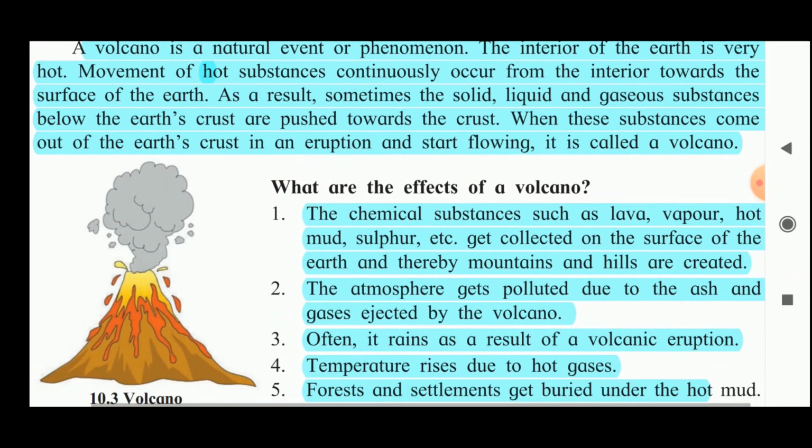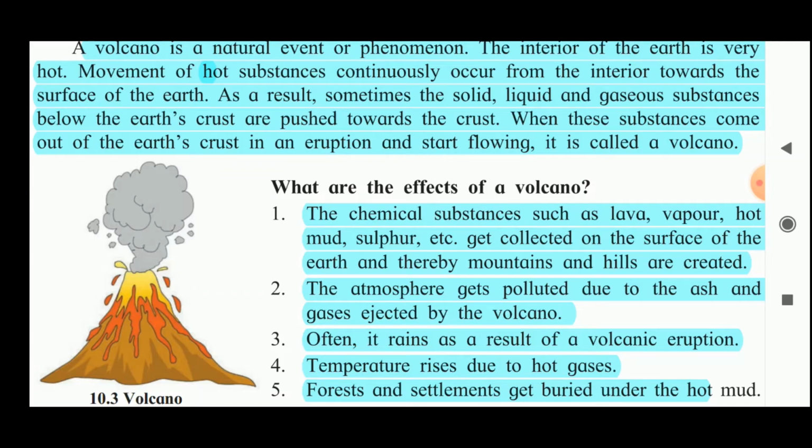As a result, sometimes the solid, liquid and gaseous substances below the earth's crust are pushed towards the crust. So when these substances come out of the earth's crust in an eruption and start flowing, it is called a volcano.